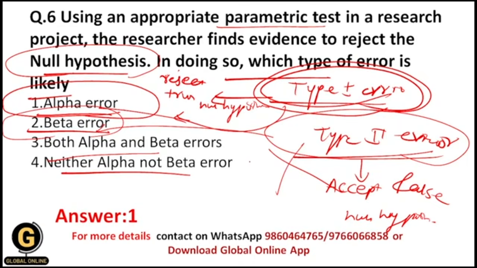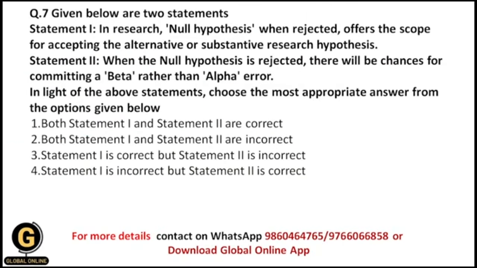And as well students, both the errors do not occur simultaneously in any research process. So your correct answer should be 1. Next, given below are two statements, statement 1 and statement 2. Let us see statement 1: in research, the null hypothesis when rejected offers the scope for accepting the alternative hypothesis or substantive research hypothesis.